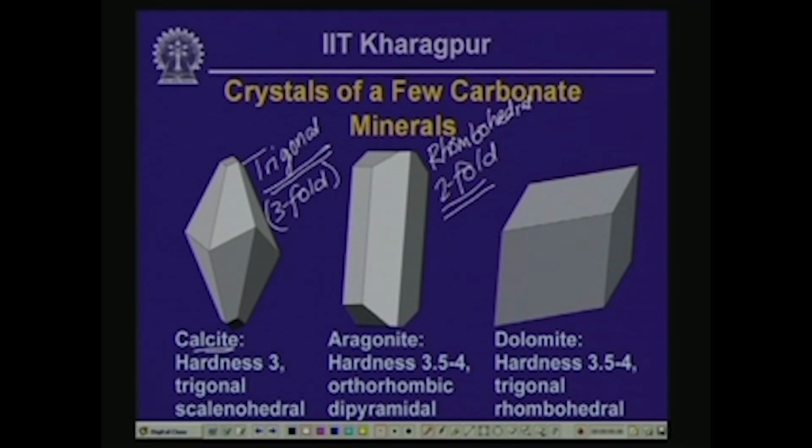Now in this case, the hardness of calcite is 3, whereas the hardness of aragonite is 3.5 to 4, and I indicated the crystallographic symmetry, and it is also mentioned here. Now, I also indicated that aragonite mineral is more rare than calcite.